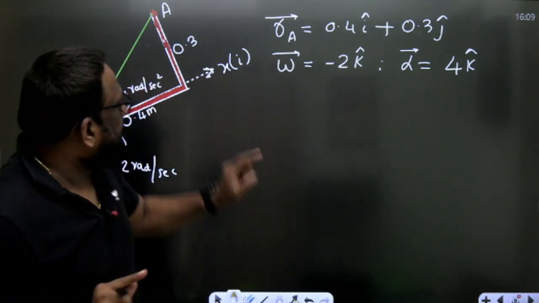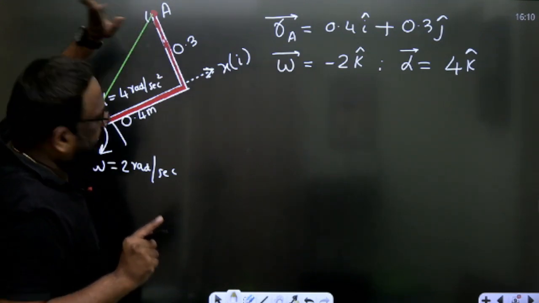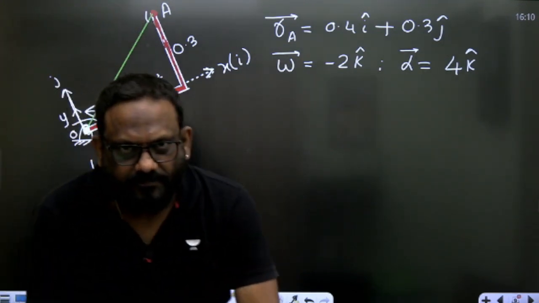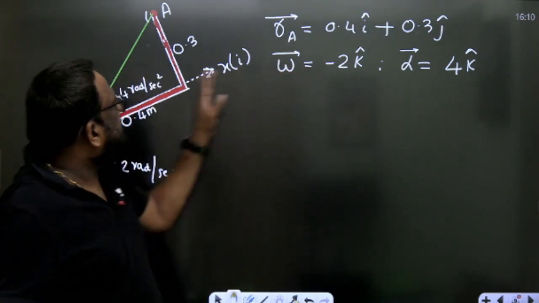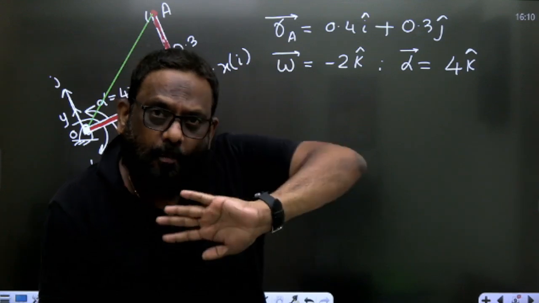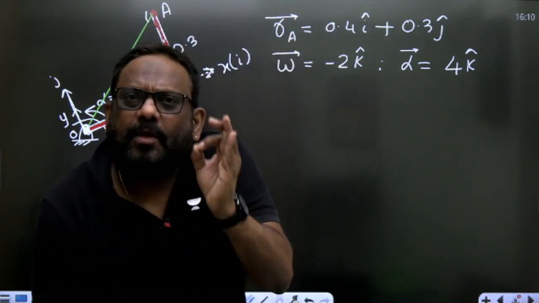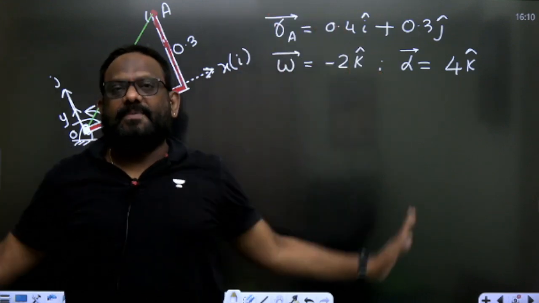What is he asking in the question? He is asking the velocity and acceleration of this point A. Very good, sirs. Do you know the omega of this complete system? Omega, remember, is not for a point. All angular quantities are for a body. For a body, angular quantities will be the same.